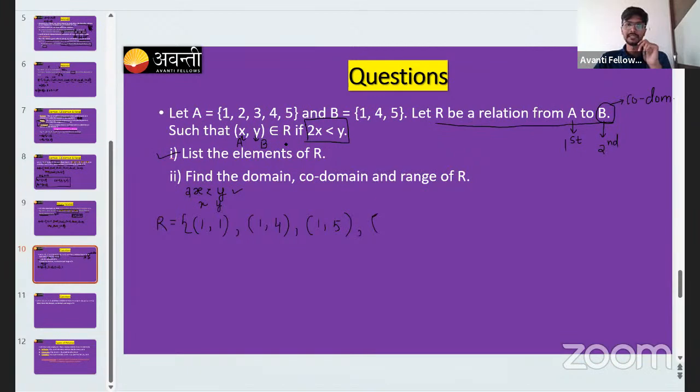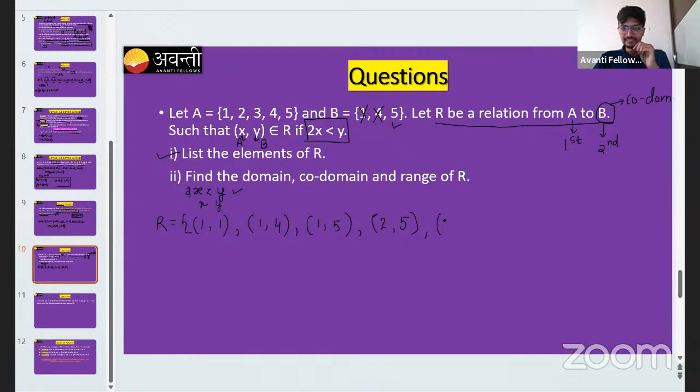Now I am done taking 1. Now I'll take 2 from A. Twice of 2 should be less than what I'm going to write here. Twice of 2 is 4. So 4 is less than, not 1, not 4, 4 is less than 5. So I have to write here 5. Twice of 2 is less than 5. Twice of 2 is 4, and 4 is less than 5.